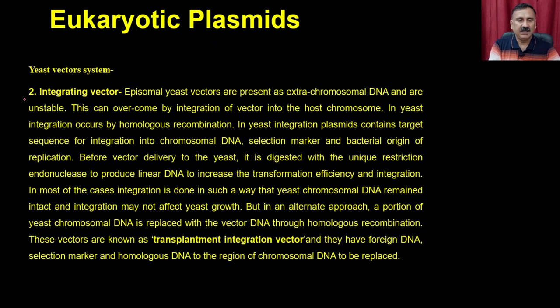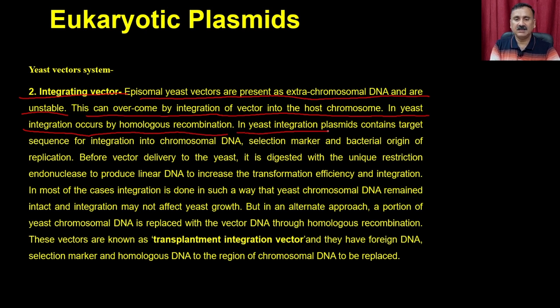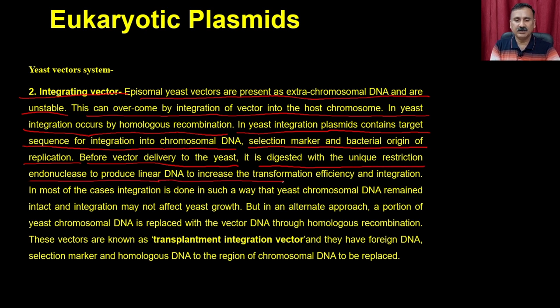Then you can also have the integrating vectors. Episomal vectors are present as extra chromosomal DNA and are unstable. This can be overcome by the integration of the vector into the host chromosome, and in yeast, integration occurs by homologous recombination. In yeast, the integration plasmid contains the target sequence for the integration into the chromosomal DNA, a selection marker and the bacterial origin of replication. Before vector delivery to yeast, it is digested with a unique restriction endonuclease to produce linear DNA to increase the transformation efficiency and the integration.